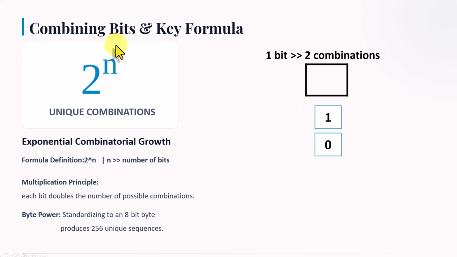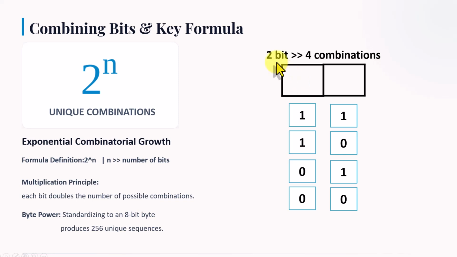So see here, we want to talk about combining bits and the key formula. If we have only one bit, in one bit we can store a one or a zero. So for one bit we have two combinations, two values. It can be one or it can be zero. If we have two bits, in two bits we can store four different combinations. Both of them can be one. One can be one, the other zero. The first one can be zero, the next one can be one, and 0 0. So we have these four different combinations that can be stored in 2 bits.